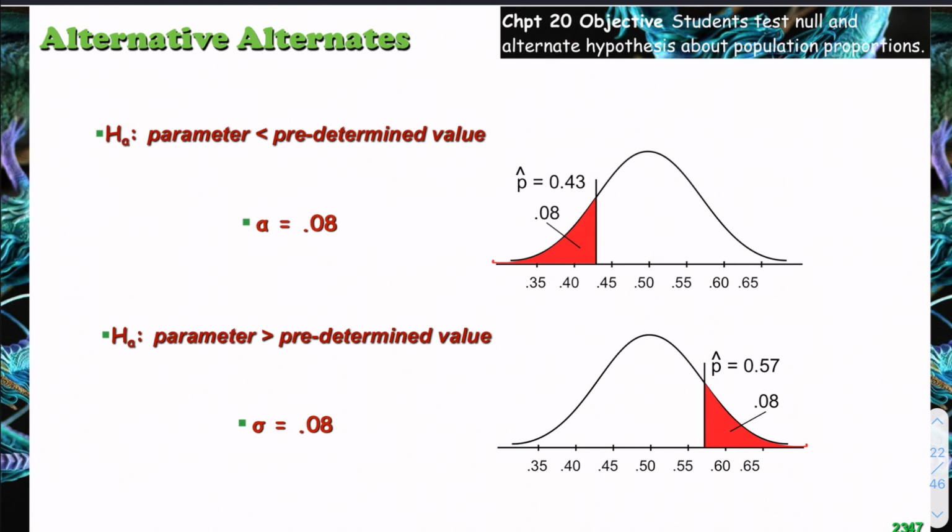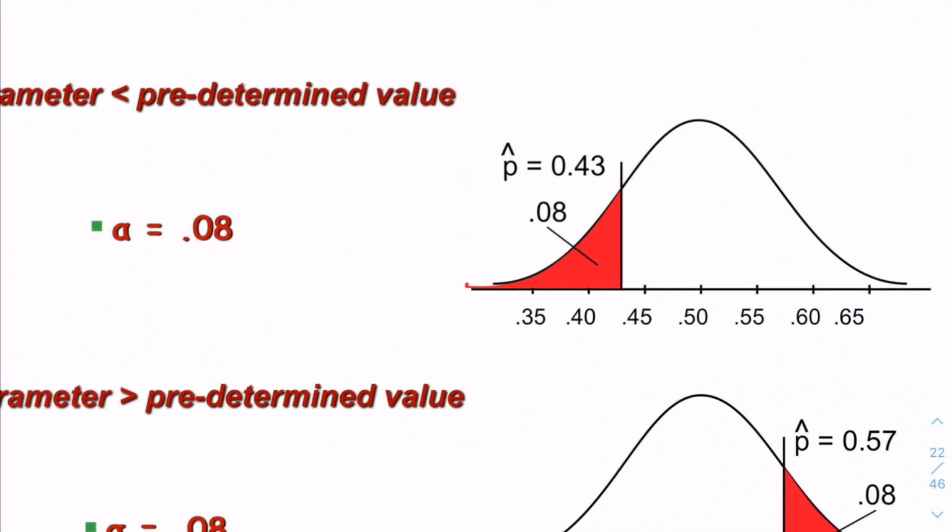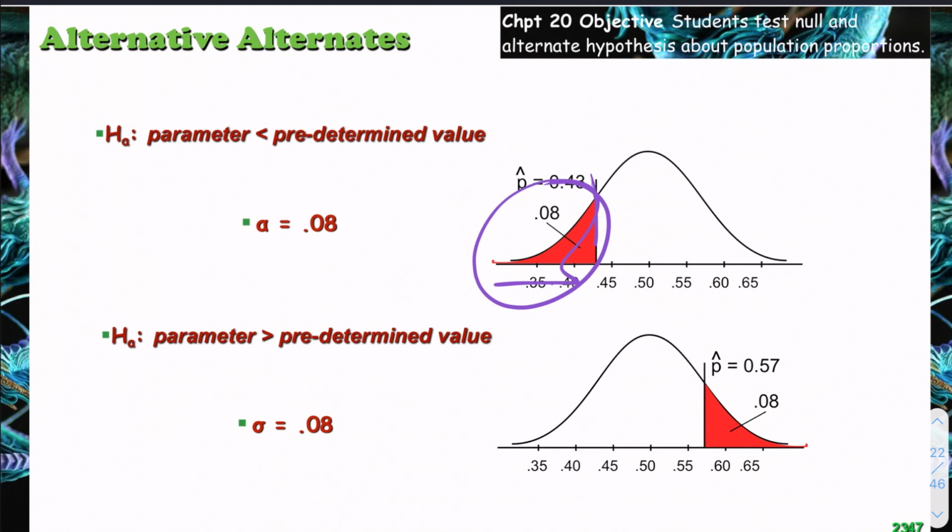For example, if I want to be below my predetermined value with an alpha level of 0.08, then my cut value is just 0.08. Notice it's not doubled. Or if I want to be above 0.08, I just go 0.08.